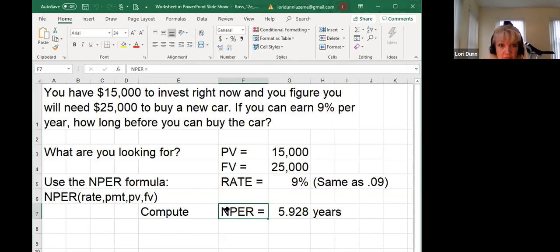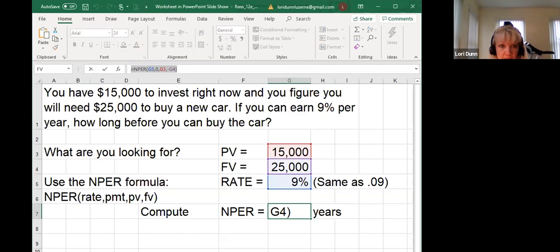So I'm going to come over here, and I'm clicked on there, but you could see up in the formula bar here, NPER, so it's a formula, so you have to use the equal sign, parentheses G5. So the first thing we want to say is the rate, G5, 9%. The second thing would be zero, PMT. We don't use that in these calculations.